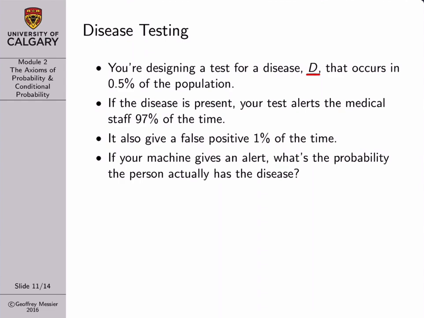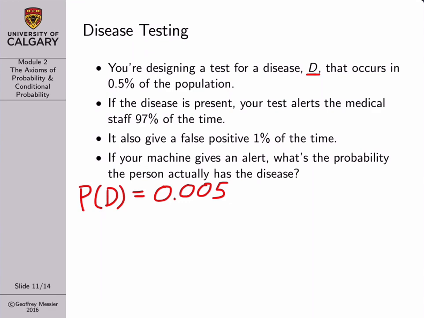So let's look again at the language of our problem description and see if we can put it in terms of probability. We know the disease D occurs in 0.5% of the population. Let's write this by saying the probability of the disease is equal to 0.005. If the disease is present, your test alerts the medical staff 97% of the time.